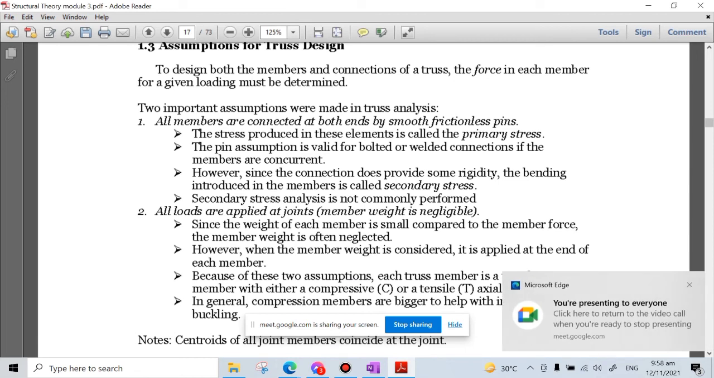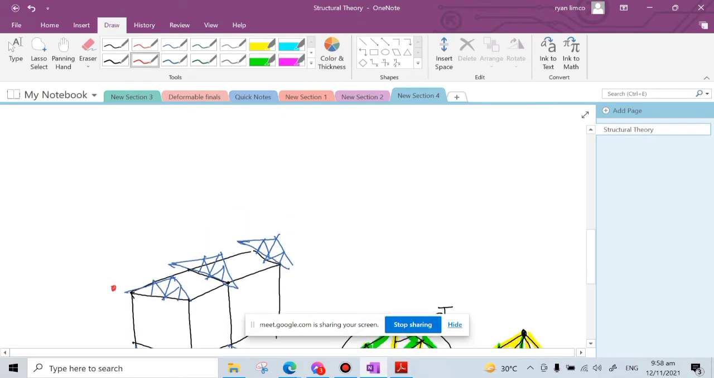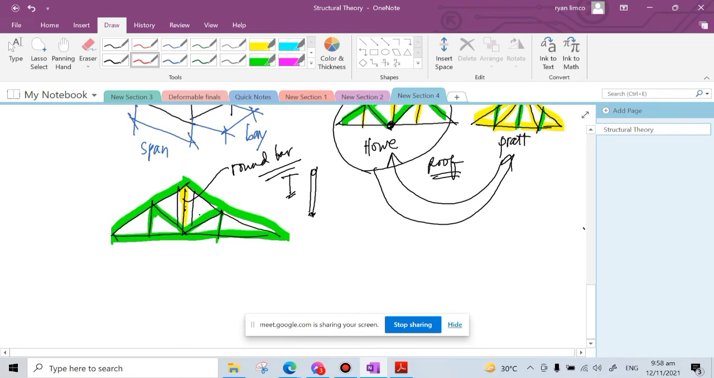Number one, all members are connected at both ends by smooth frictionless pins. No? So, nabanggit ko yun kanina na kung ito yung ating trusses, dapat yung assumption natin dito ay mga smooth pins. No? So even if our truss is welded or bolted yung connection pagdating sa steel, no? Still, ang ating assumption dito ay mga pins pa din yan.